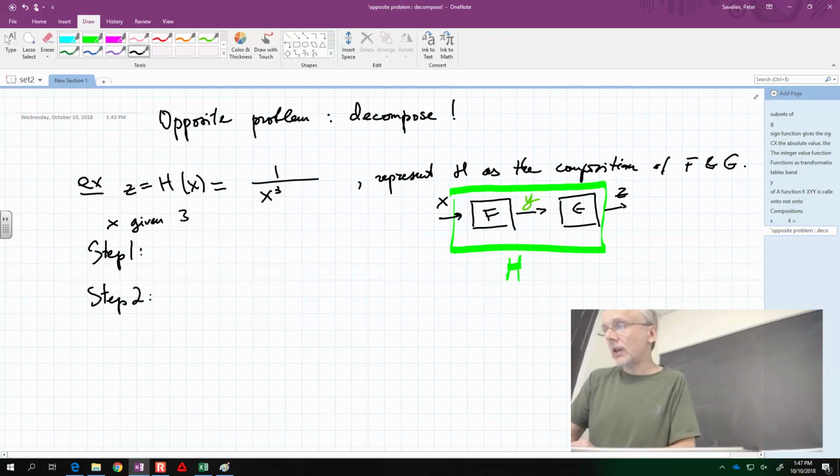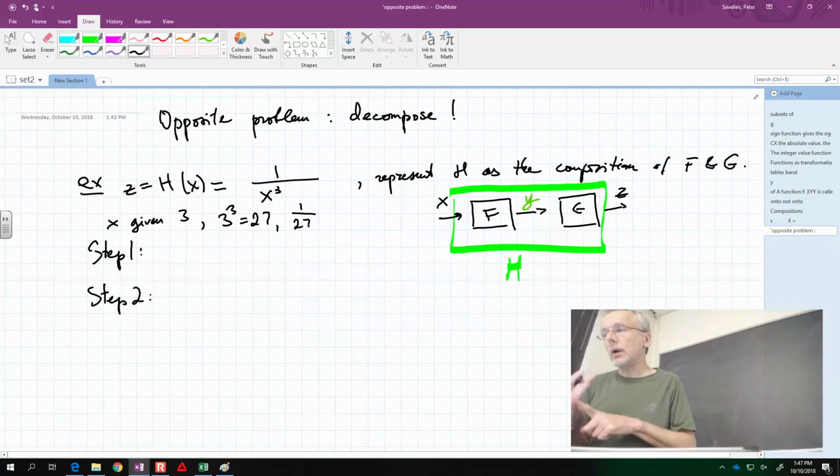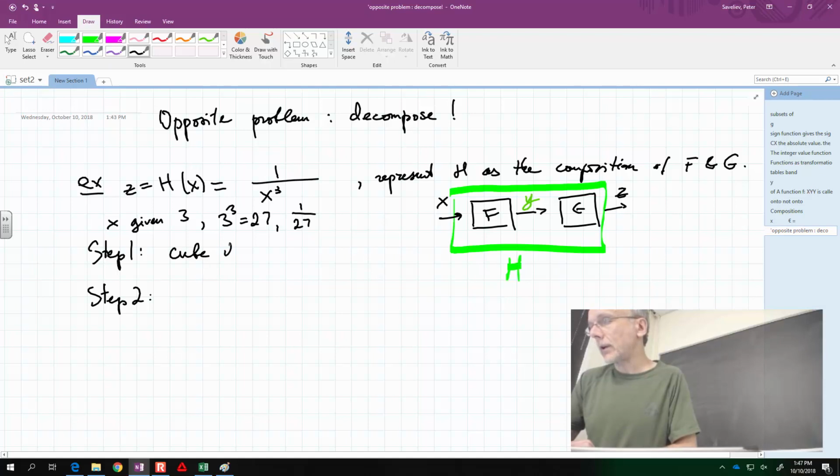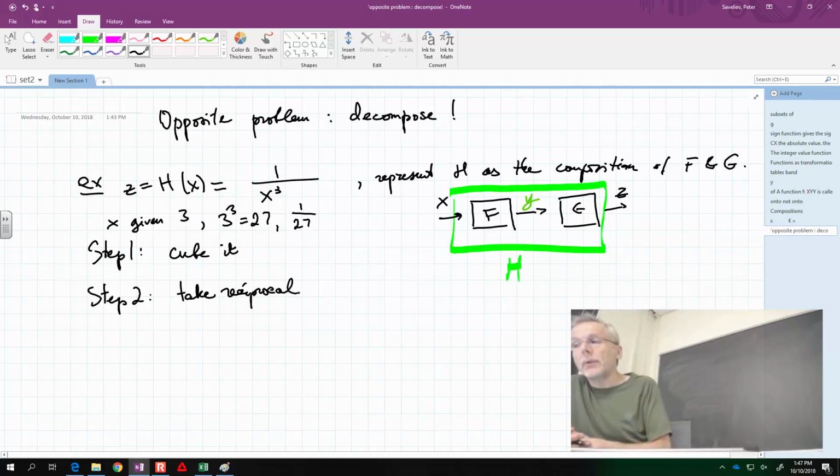X is given, say 3. I will cube it first, which gives me 27, and I take the reciprocal of it. These are the two steps. So these are the two operations that I face here: cube it, and then take the reciprocal. In the previous example, it was like add 3, square it, or multiply by 3, take the square root of it, something like that. So you can always describe it as just a list of steps, or a diagram of consecutive steps.